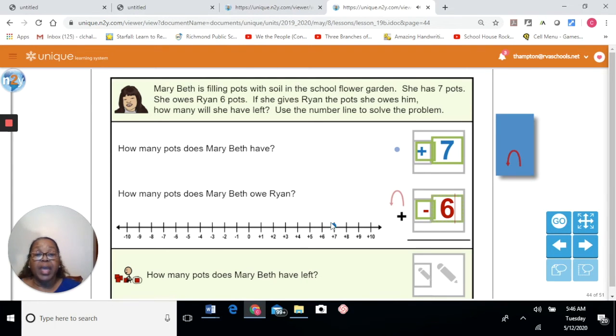All right, so now we have our dot on the positive 7, and we're going to move in the negative direction 6 times. I love these little loops. 1, 2, 3, 4, 5, 6. Let's see. Positive 7 plus a negative 6. Positive 7, and if it's a negative number, we're going to move to the left. 1, 2, 3, 4, 5, 6, and we get 1.